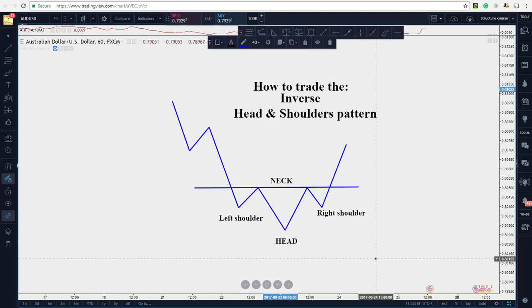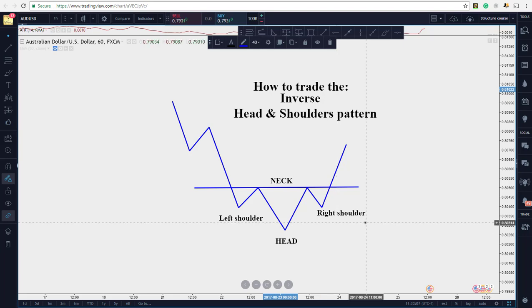So here we have the inverse head and shoulders pattern, guys, and this is the exact opposite of what we were just talking about. We would need a market that's been in a previous downtrend to find a low, create a high of the neckline here, then create a lower low for the head, then a similar swing high as the previous neckline, then a right shoulder similar to the left shoulder and a break of that neckline. So this is an example of what we'd be looking for as an inverse head and shoulders pattern, and this is actually what we took advantage of on the Aussie dollar.